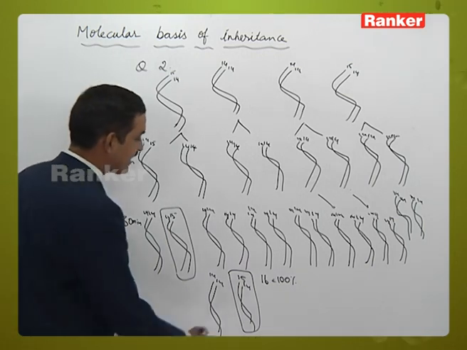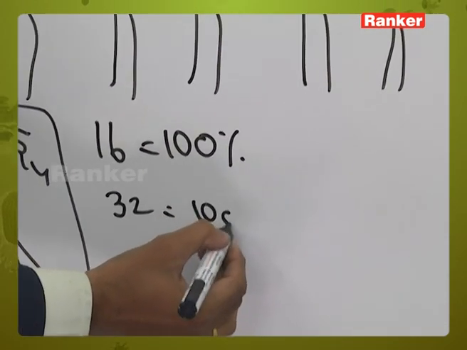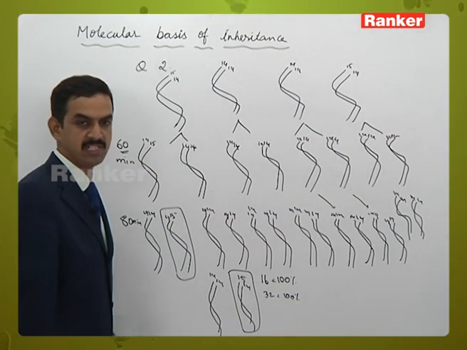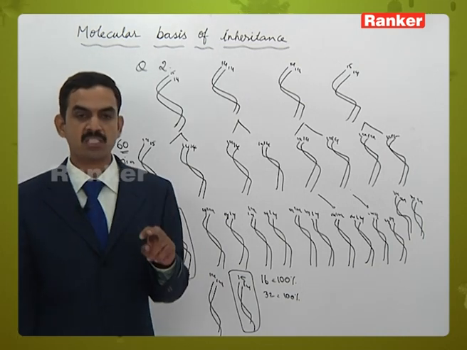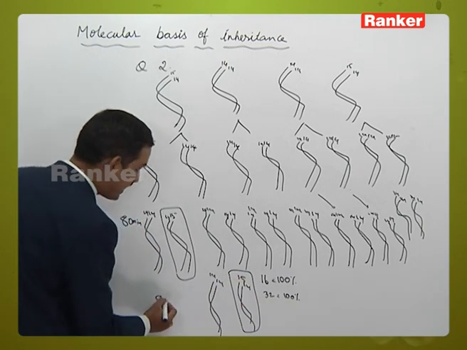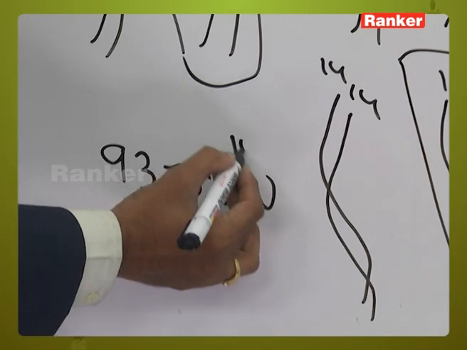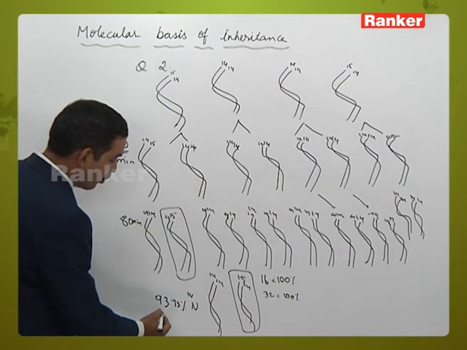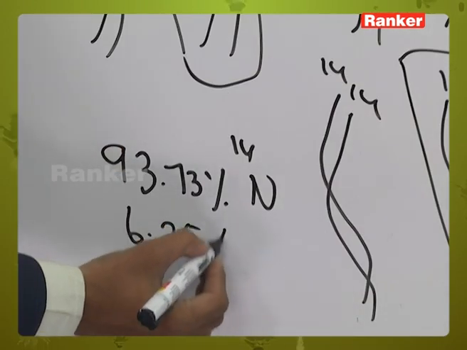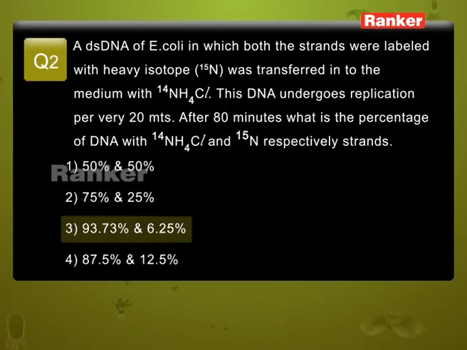So how many strands are there in total? In total we have 32 strands. So 32 strands is equal to 100%. Then out of them how many are there with 14 strands, means out of that 100%, 93.75% are of N14 and 6.25% are of N15. So from the given options, question number 2, the correct answer is 3.